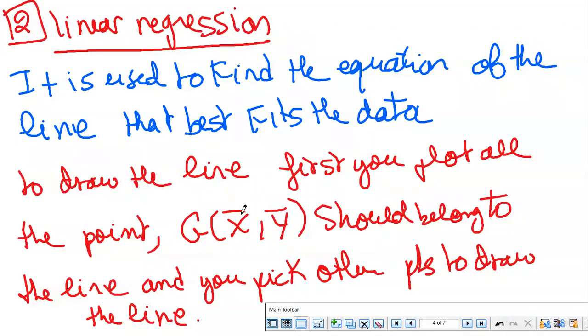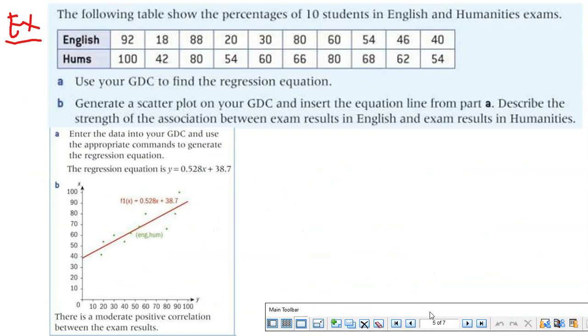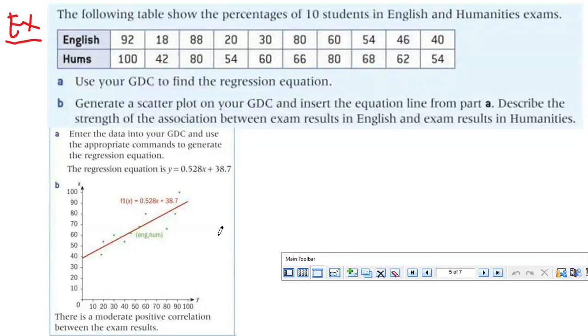This one should belong to the line, so this is going to be the first point on the line, and then you pick any other point or many points to draw the line. You draw the line passing through G and passing through most of the points on the scatter plot to be able to have the perfect representation of the linear regression. Now, how are we going to find the linear regression? We're going to find it using the calculator.